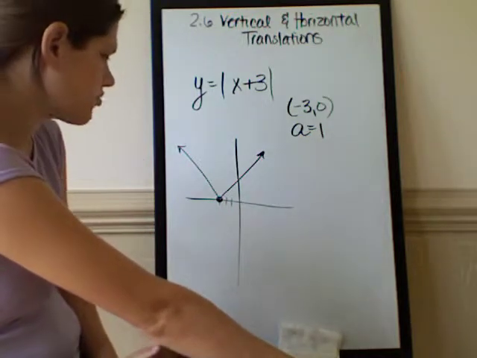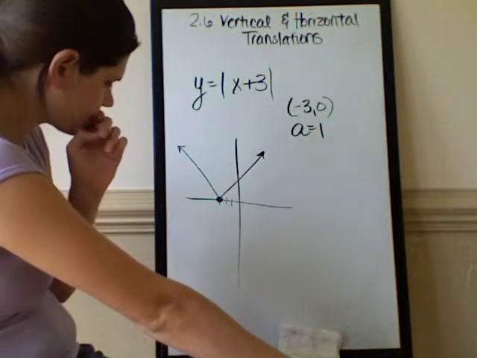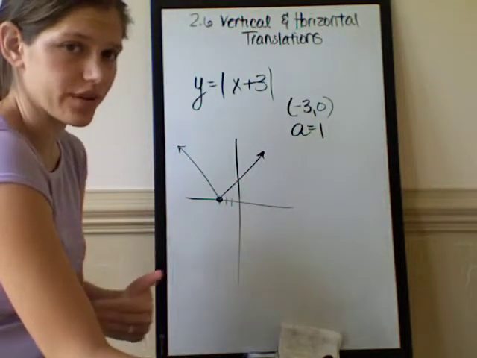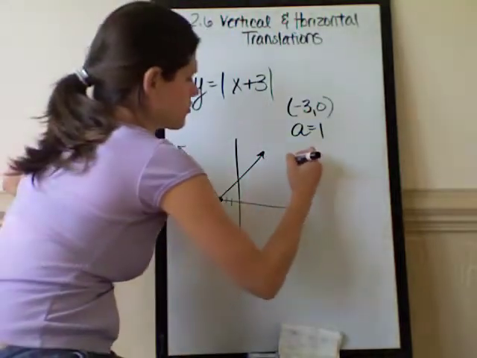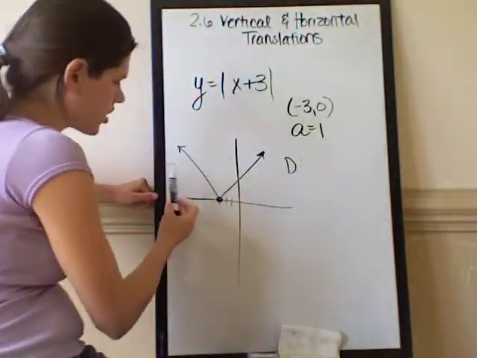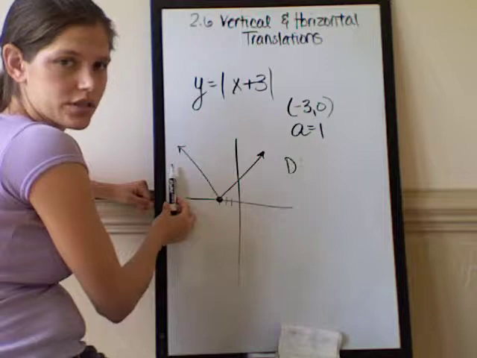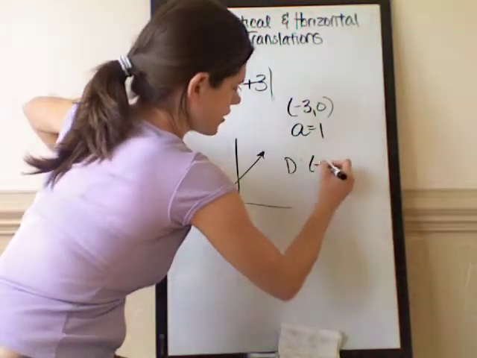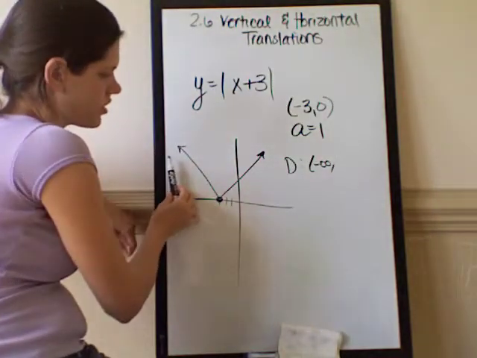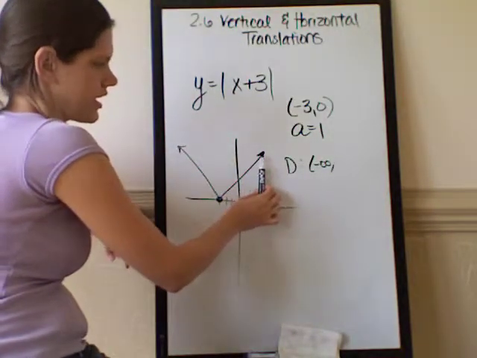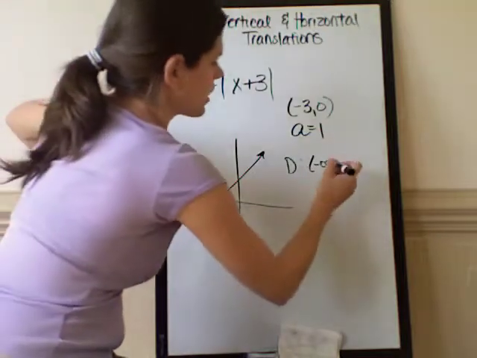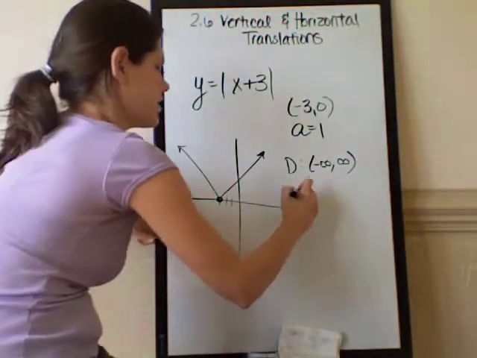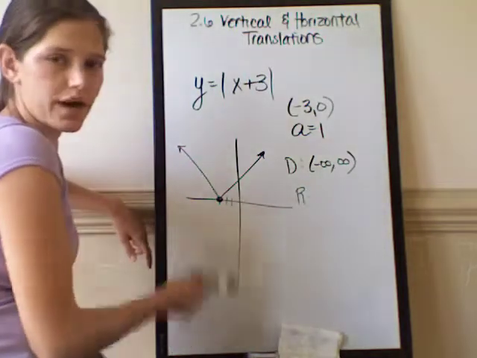Now remember that the domain is all of your x values. That means your left to right values. So domain, I'm going to go along here, and I'm going to start on the left side, and I automatically hit an arrow. That means it's negative infinity. And if I keep going all the way to the right side, I hit another arrow, and that means positive infinity. Okay. My range goes bottom to top.